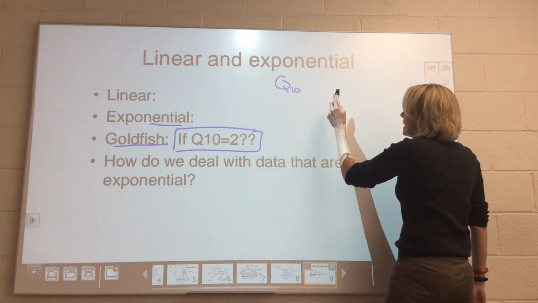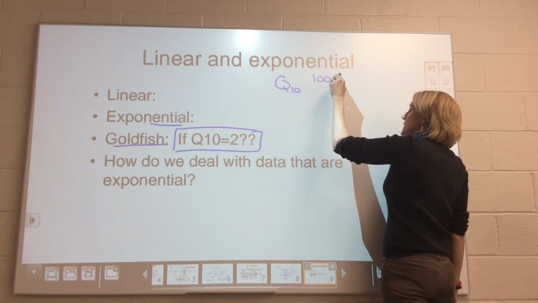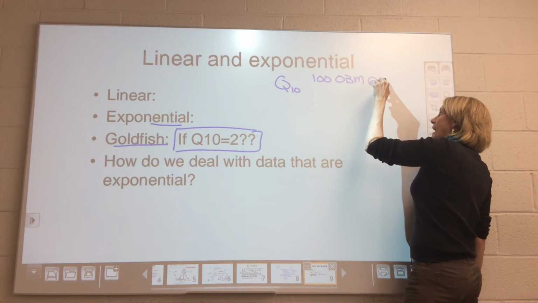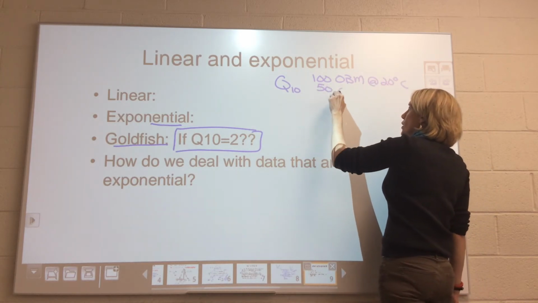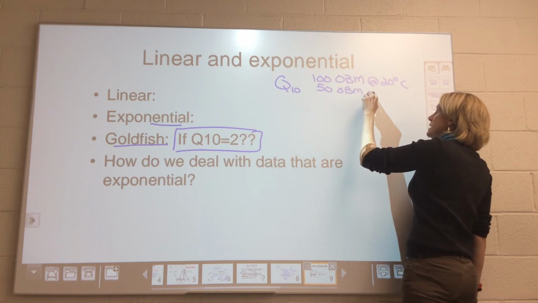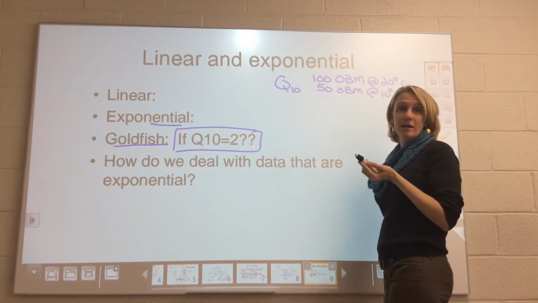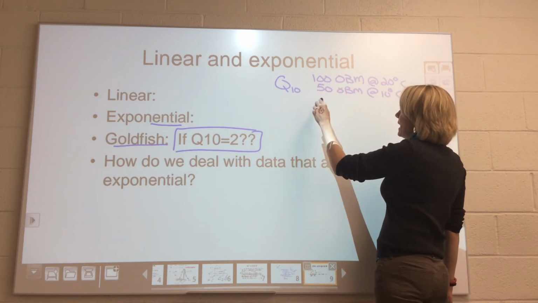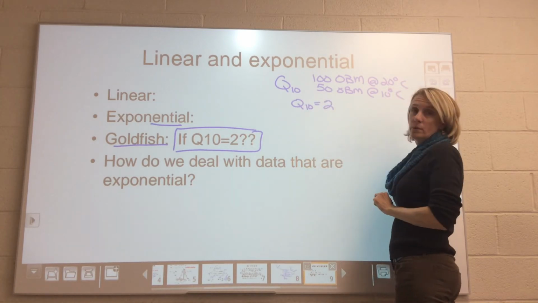All right, as an example, if we have 100 opercular beats per minute at 20 degrees, and we have 50 opercular beats per minute at 10 degrees, what's our Q10 going to be? Remember, it's the quotient. So if we divide, our Q10 is going to equal 2.